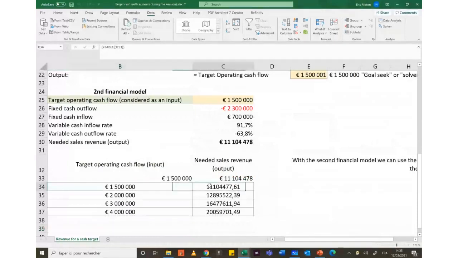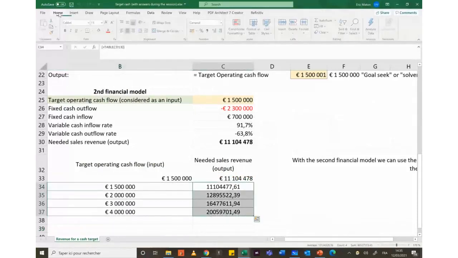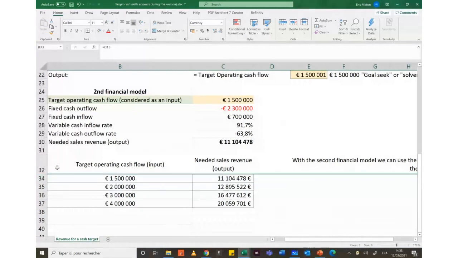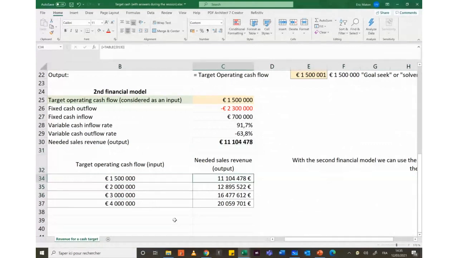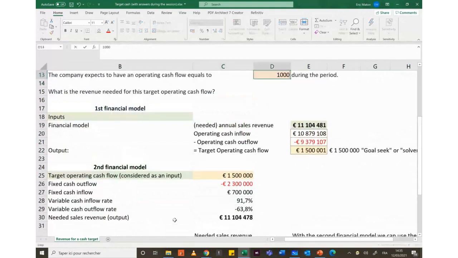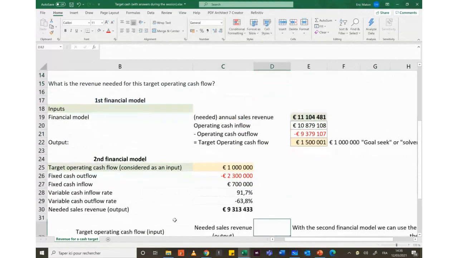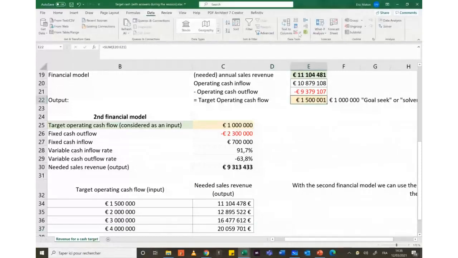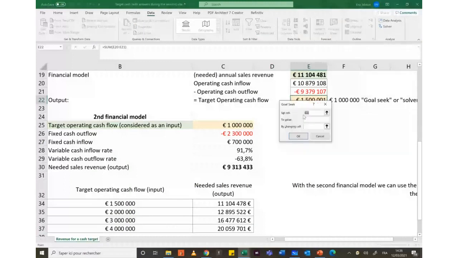Now I can start. I want in euro. Okay, I don't want this line. So now I have the different situations. Okay, and again, I find the same value for 1.5 million. And for 1 million, it was different. And here, I will put again for the 1 million with the goal seek, 1 million. So we want 1 million, by changing this value.